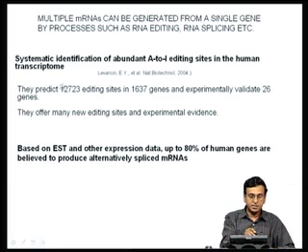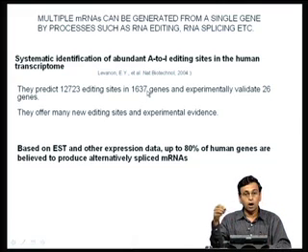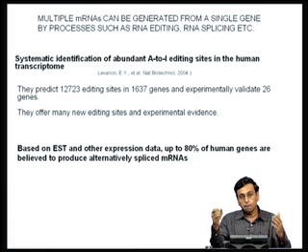For example, a systematic identification of abundant adenosine to inosine editing sites in the human transcriptome was published in 2004, and these people predict that there are something like 12,723 editing sites in 1,637 genes, and they actually experimentally validated 26 such genes, indicating that this many genes undergo RNA editing, and there are this many sites which can potentially undergo RNA editing. They offer many new editing sites, and experimental evidence as to how RNA editing may be a much more common mechanism than people previously thought.